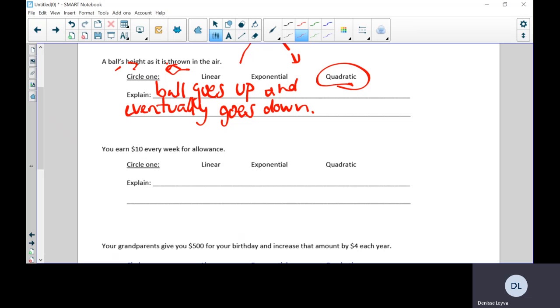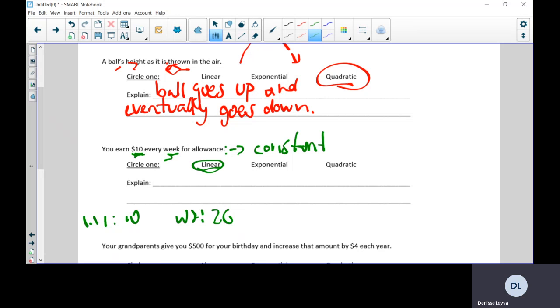If we move on, you earn $10 every week for allowance. Now, same thing goes here. Notice how every week we're going to be obtaining $10. So week 1, you have $10. Week 2, you'll have $20. Week 3, you'll have $30. You'll keep getting the same exact amount. What does that mean? This is constant. And when we have a constant application problem, it will always be linear.